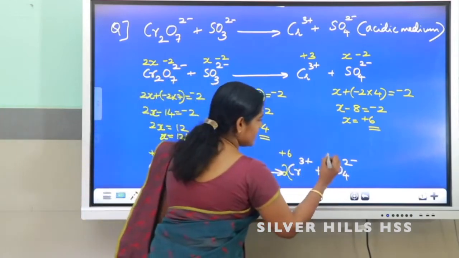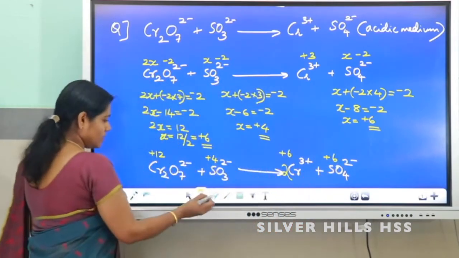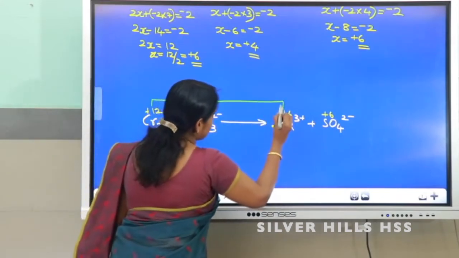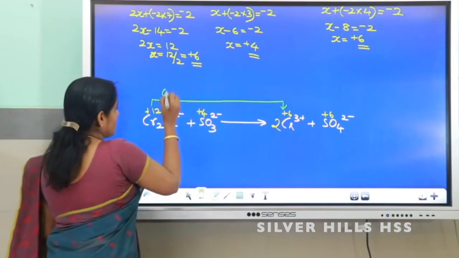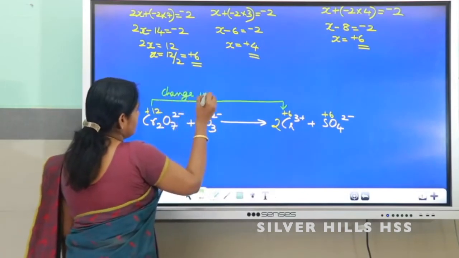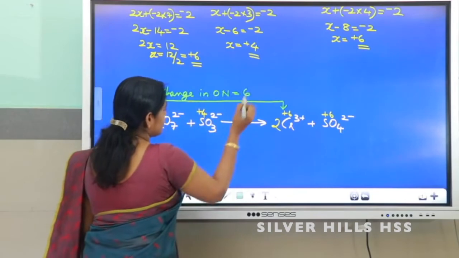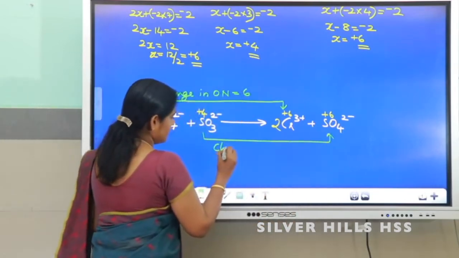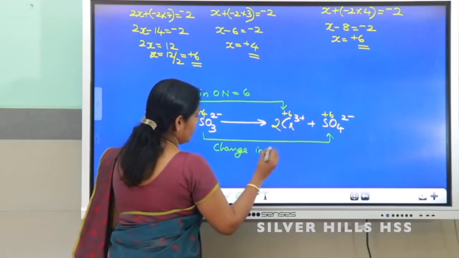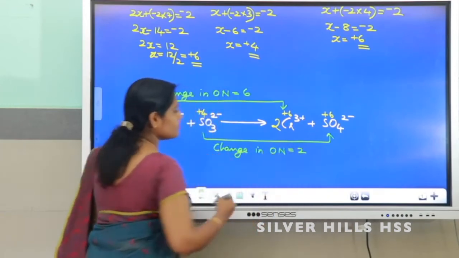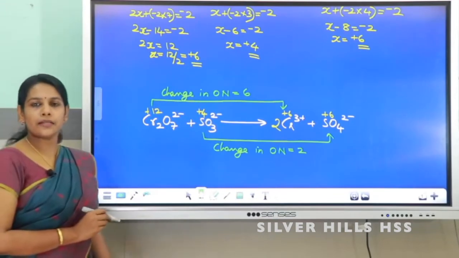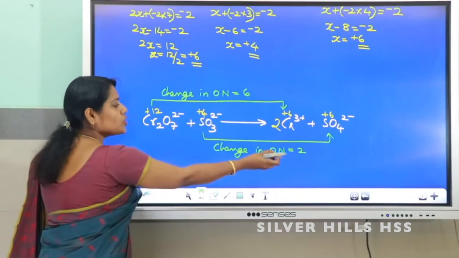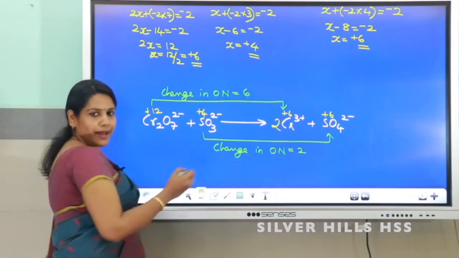Then here the sulfur is +6. So chromium +12 becomes +6. Change in oxidation number is equal to 6. Here sulfur +4 becomes +6. Change in oxidation number is equal to 2. So make the changes equal by multiplying with a coefficient. Here you can see that the change is 6, here it is 2. So we can make this 2 into 6 by multiplying by 3.